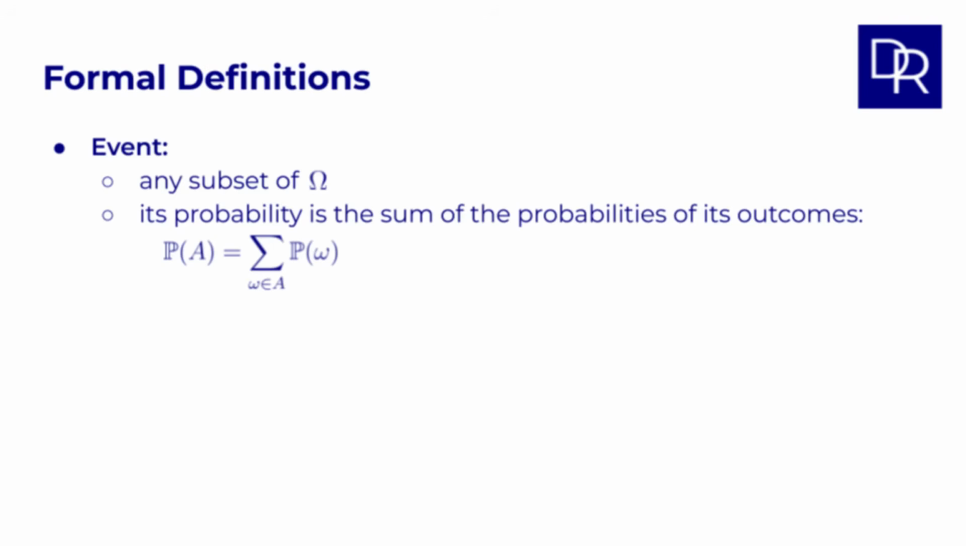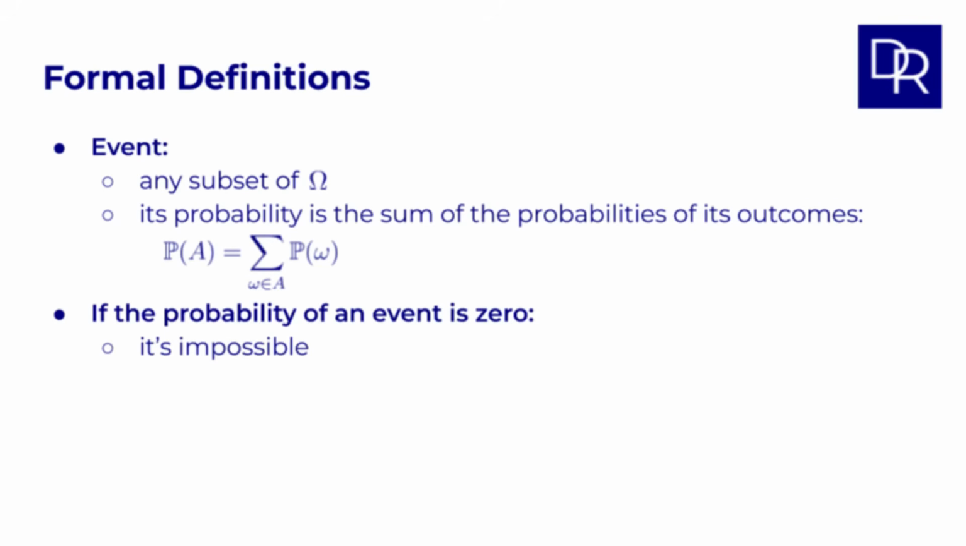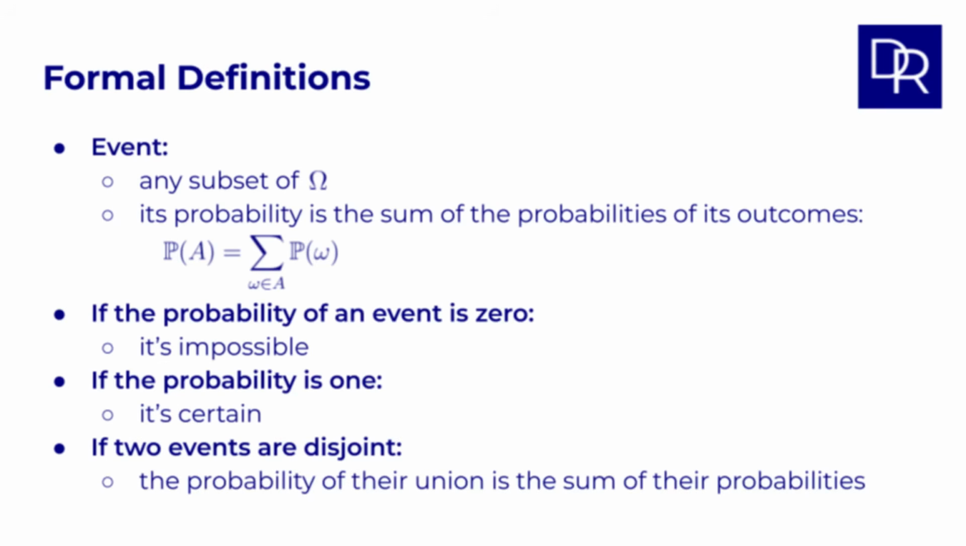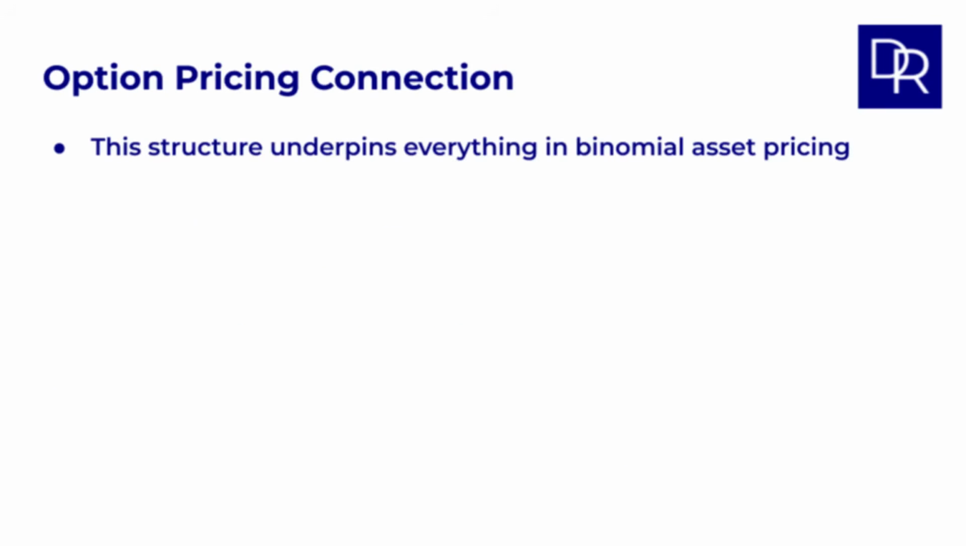Probability of an event A is the sum of the probabilities of each outcome little omega that is in the event A. If the probability of an event is 0, it's impossible, and if the probability is 1, it's certain. And if 2 events are disjoint, meaning they don't overlap, then the probability of their union is the sum of their probabilities. This structure that we looked at today underpins everything in binomial asset pricing.